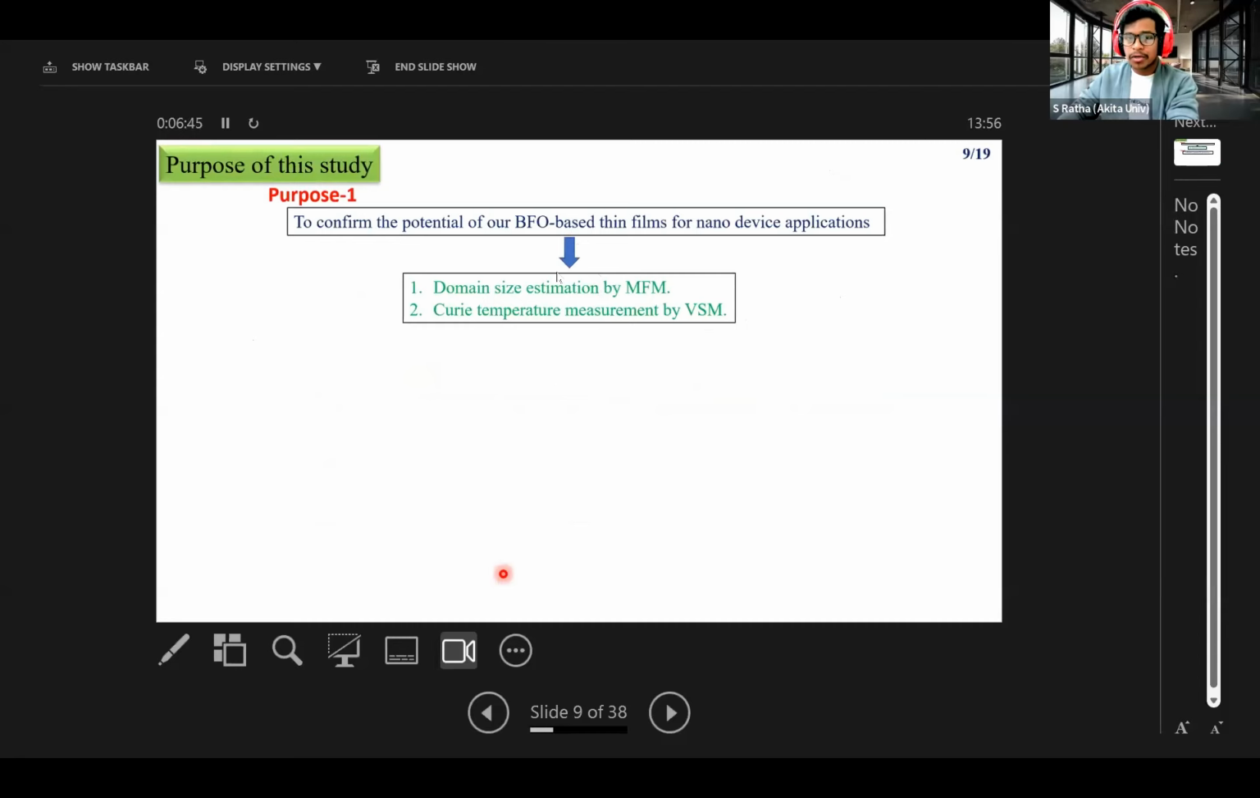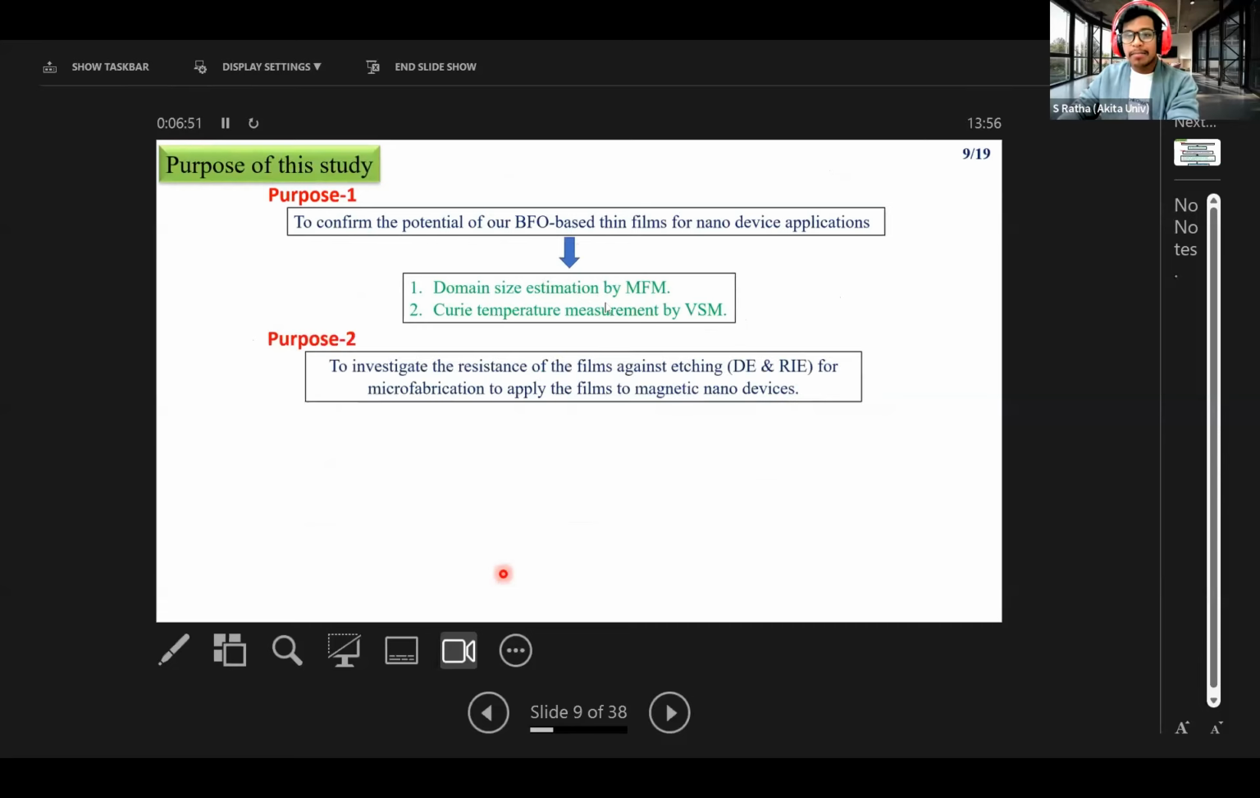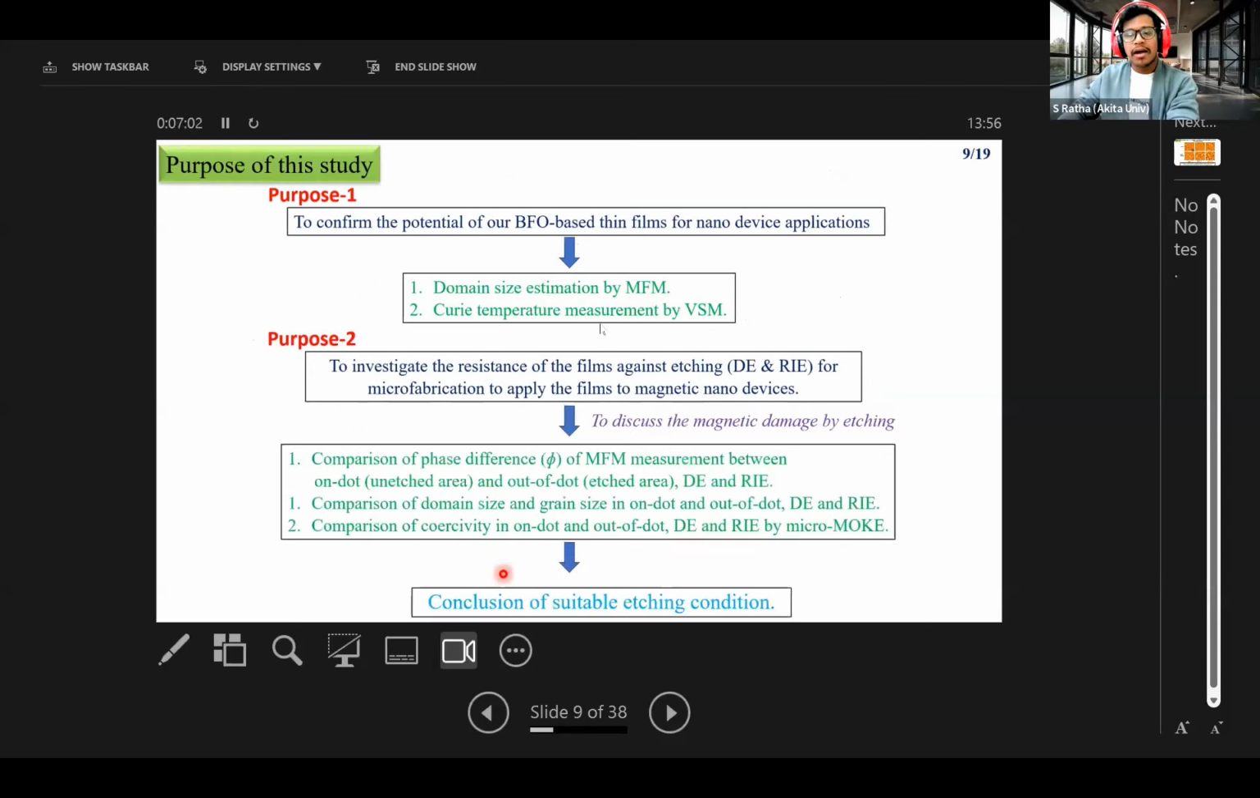That answer I can give if their domain size is very small and their Curie temperature is very high. In the second part, as we know, to fabricate micro devices we have to undergo microfabrication, and microfabrication is carried out by etching, and that causes magnetic damage. So I'll be investigating the suitable etching conditions which will give very low magnetic damage.